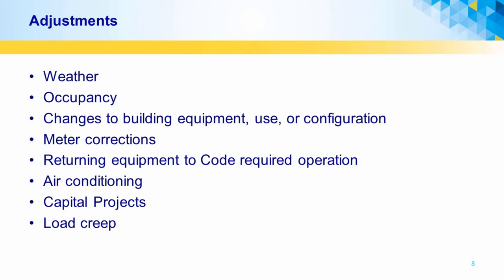Other common adjustments include meter corrections, returning equipment to code-required operation, air conditioning, capital fund projects, and load creep. Some of these are also mandatory HUD baseline adjustments, such as moving sites out of an EPC for RAD conversion. Changes to building configuration are a HUD-allowed adjustment.